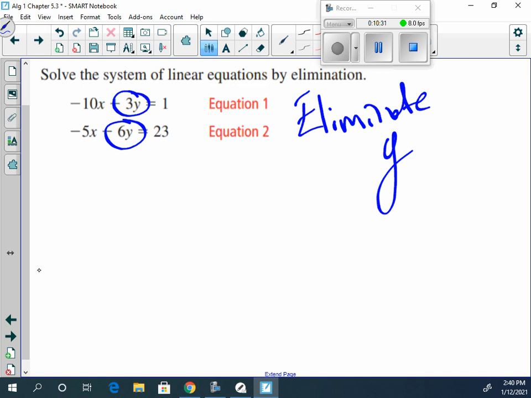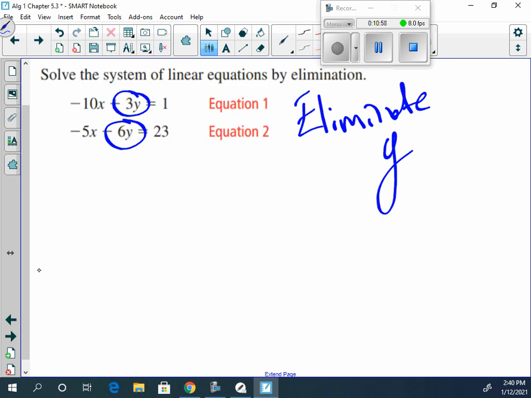Is there anything I can do with 3? 3 is smaller, and we'll always work with the smaller number. Is there anything I can do to 3 to make it be 6? What with 2? What can I do? Right, 2 times 3 is 6. So if I multiplied 3 by 2, it would be 6, and then we would have the same thing, yes?